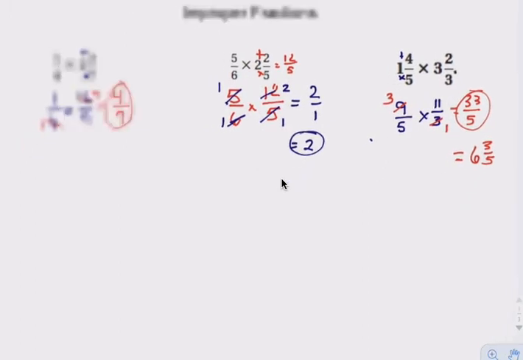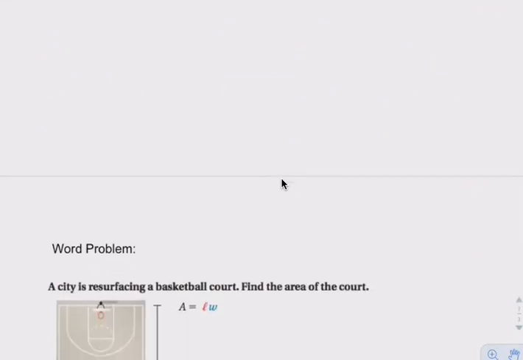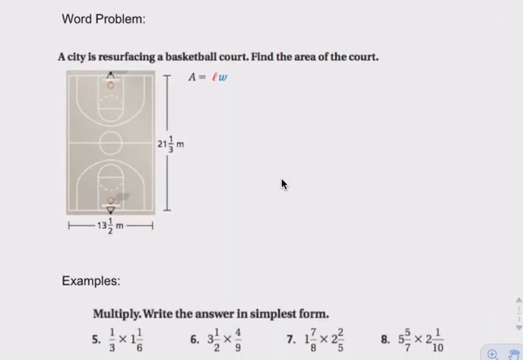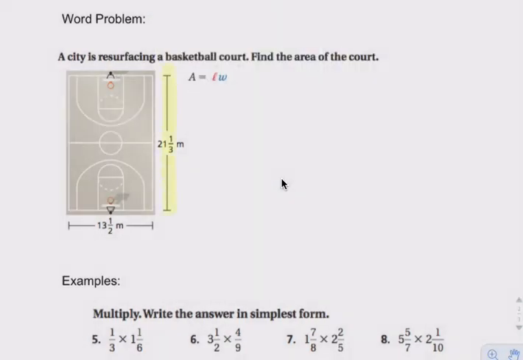So that's 3 examples in a very short order of time on multiplying mixed numbers by changing them to improper fractions. So where could we use this? Well, what if we had an area problem, where the city is resurfacing a basketball court and we need to find the area of that court? The formula doesn't change. The area of a rectangle is length times width. We pick one side as our length and the other side as our width. It doesn't matter which.